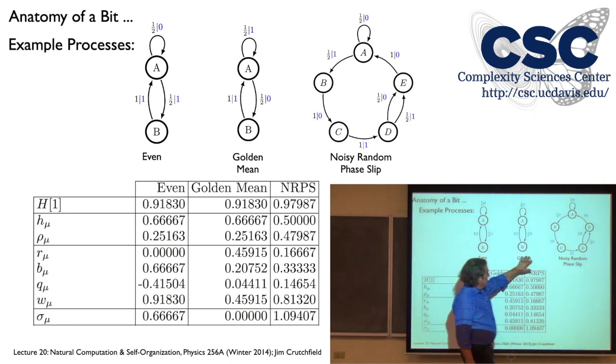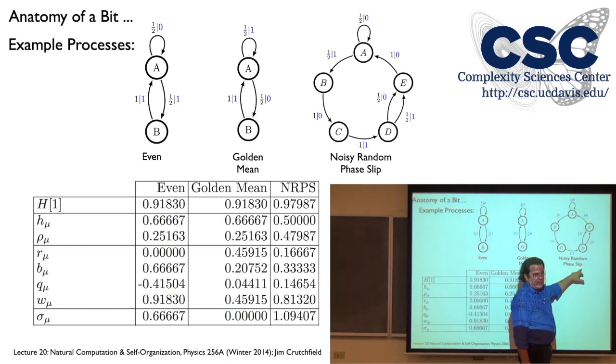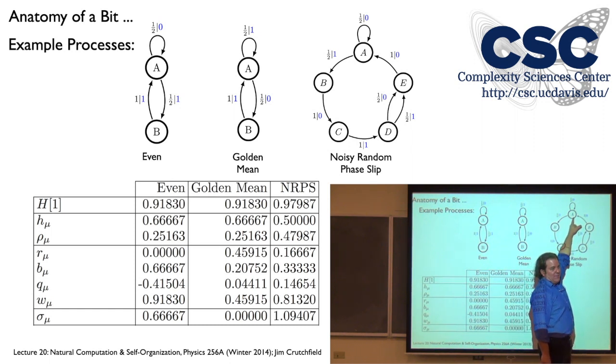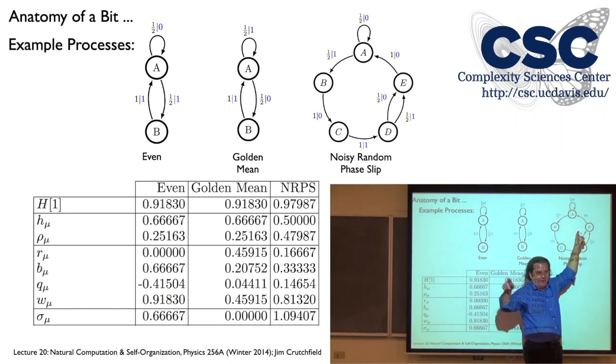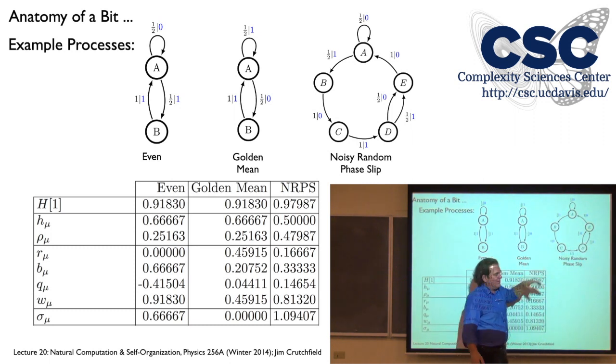So for the even process, golden mean, and noisy random phase slip. We call this the noisy random phase slip. It's basically period 5, except there's this isolated branching on a 0, 1. Therefore, we call it noisy phase. And then up here, every once in a while, A goes back to itself and breaks the exact period 5. So that's the phase slip. So that's why it's just NRPS to us.